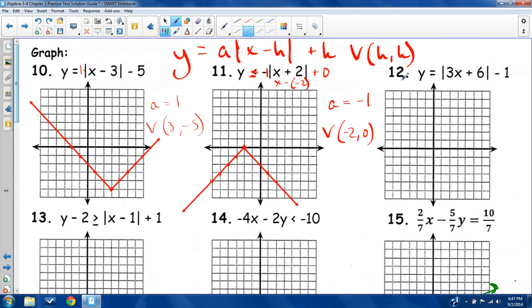This was 3 times your vertex. Really, what we're trying to figure out is what value of x makes this inside 0. So I'm going to rewrite this equation. I don't like this one anymore. It doesn't help me. I want y equals 3 times the absolute value of x plus 2 minus 1. Same thing as before. A is positive 3, and your vertex is negative 2, comma, negative 1.